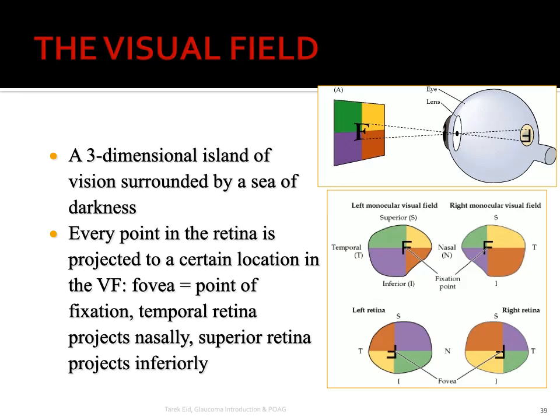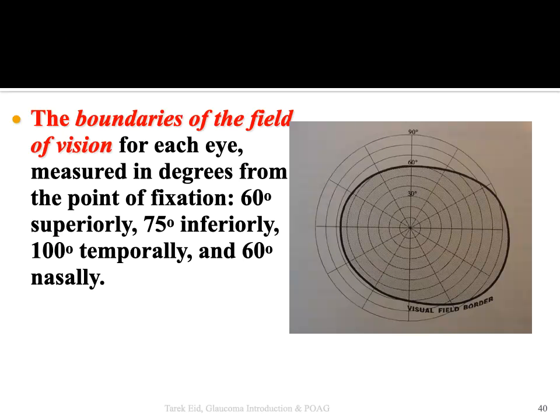That's important to understand. Also, what are the boundaries of the visual field? We say that it's an island of vision. What are the boundaries of this island? This island extends superiorly about 60 degrees because it's restricted by the eyebrow. And nasally, it also extends 60 degrees because it's restricted by the nose. Inferiorly, it's about 75 degrees because it's slightly restricted by the cheeks. Temporally, it extends around 100 degrees because there is no restriction for the field temporally. So these are the boundaries of the visual field.